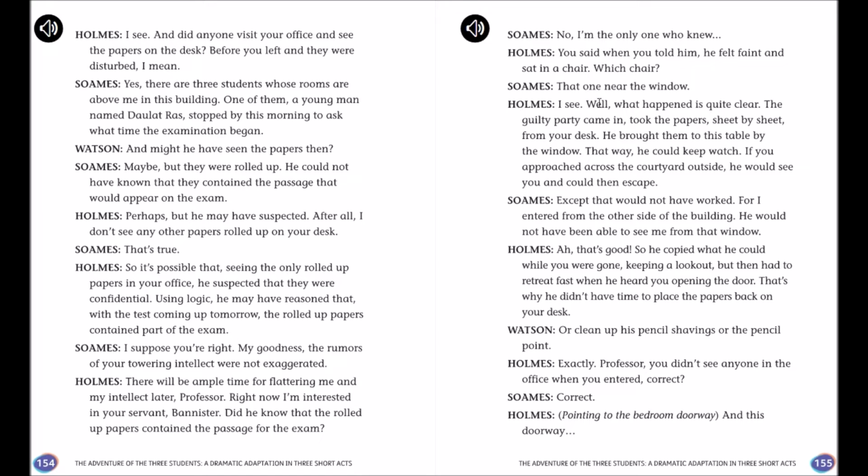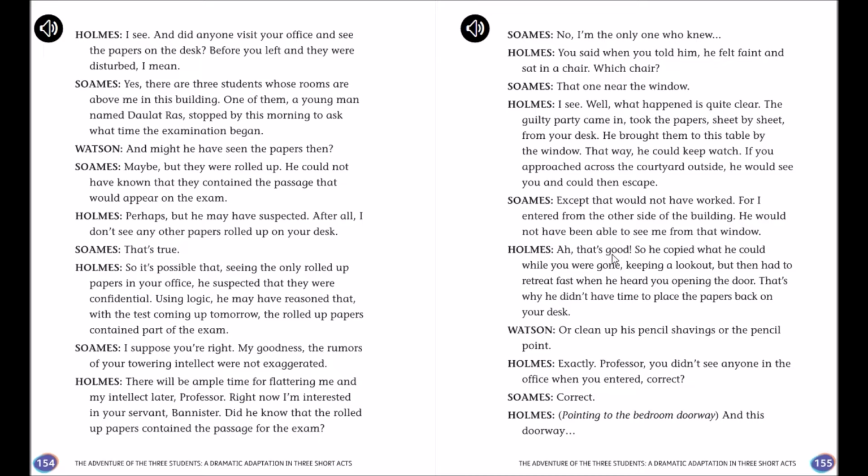Holmes. I see. Well, what happened is quite clear. The guilty party came in, took the papers, sheet by sheet, from your desk. He brought them to this table by the window. That way, he could keep watch. If you approached across the courtyard outside, he would see you and could then escape. Soames. Except that would not have worked, for I entered from the other side of the building. He would not have been able to see me from that window.